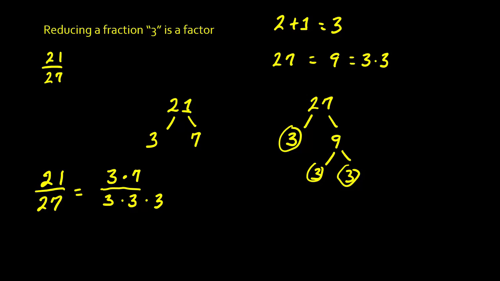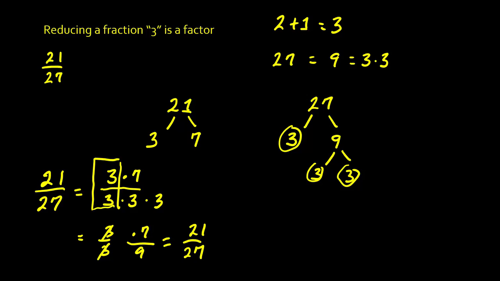In this case, there's only one 3 up and down. That will be our greatest common factor. So this will become 3 over 3 times 7 over, and 3 times 3 here is 9. These 3s divide out, becomes a 1. 1 times 7/9 is 7/9. So 21 over 27 reduces to 7 over 9.